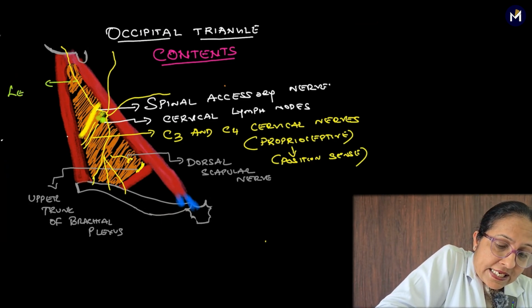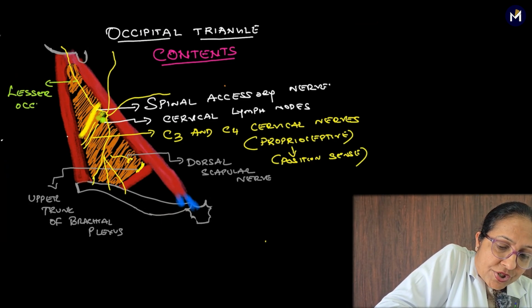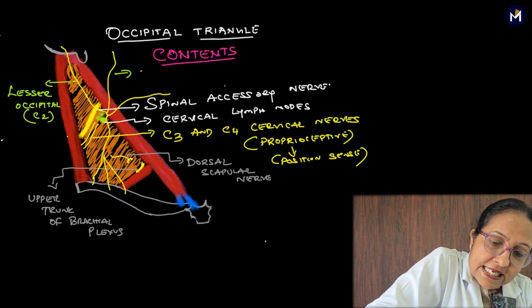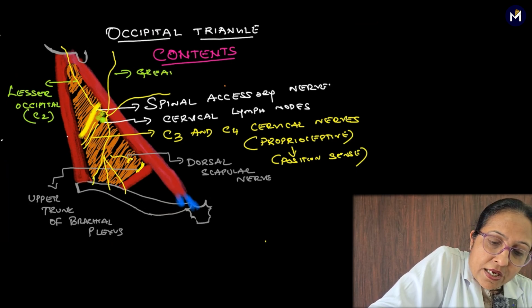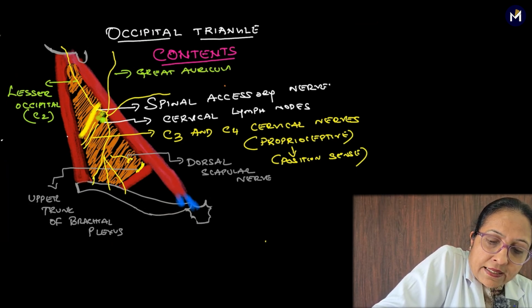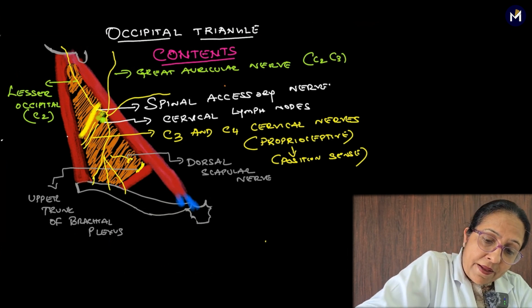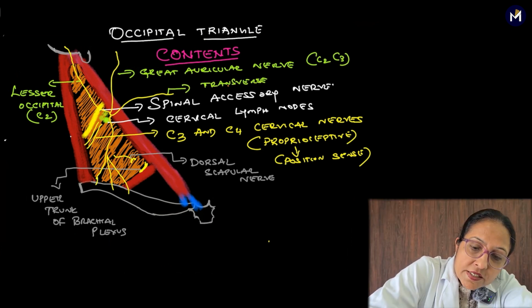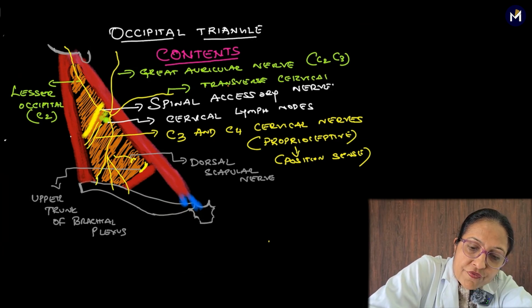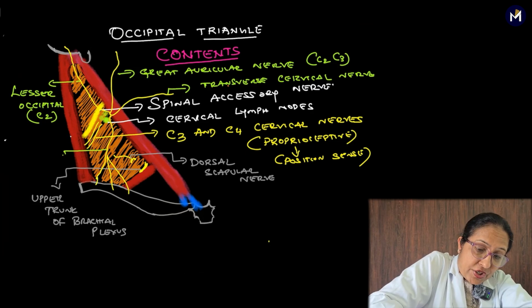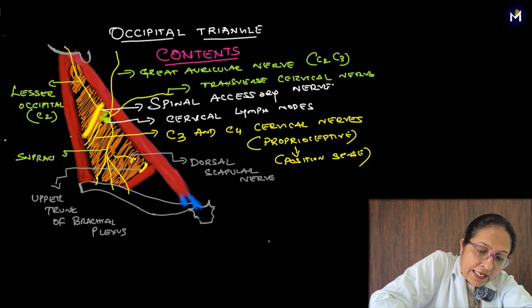Label this as lesser occipital with the root value of C2. This is great auricular nerve with a root value of C2, C3. This is transverse cervical nerve, and this is supraclavicular nerves. Just two arteries as the content.